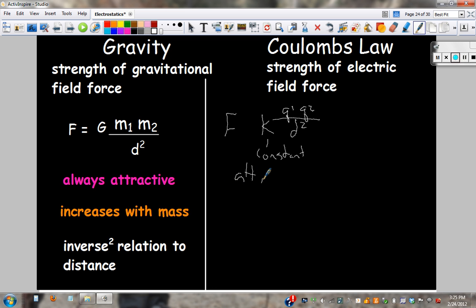It's attractive or repulsive. It increases with charge, and this one's the same. As the distance between charges increases, the force decreases. As they get closer together, the force gets stronger.